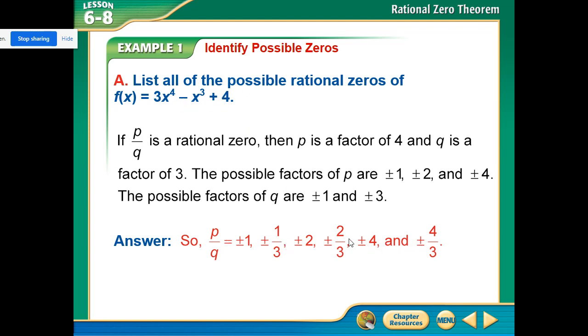So if you wanted to try 3, or you wanted to try 5, I can tell you already that it won't work because these are the only ones that are possible. So this greatly limits down what we're doing. And with Descartes, you can limit whether they're positive or negative too, and get much more focused in on the possible numbers that we can put into our synthetic division.